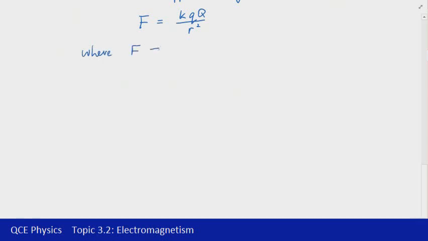So we have that F is the electrostatic force in newtons. So just listing out what each of these quantities are.